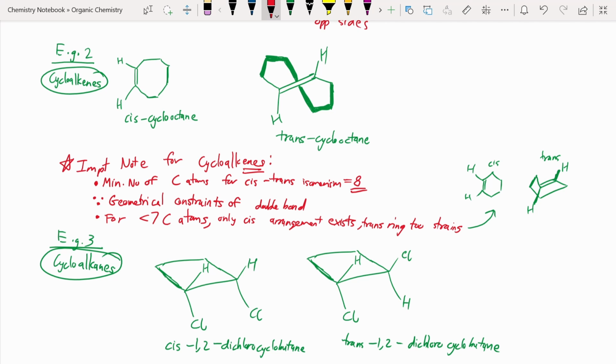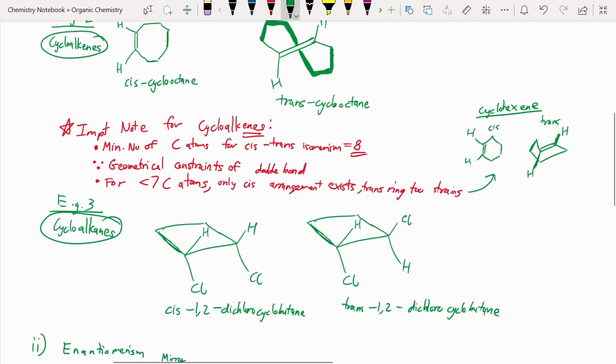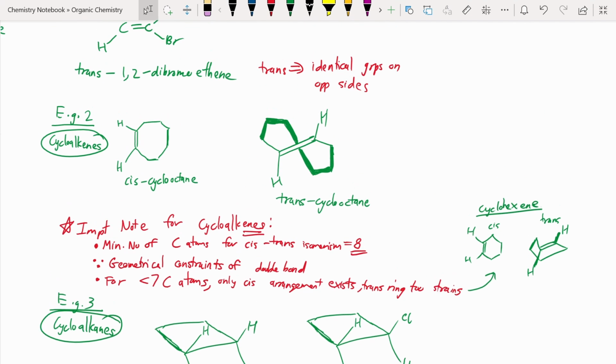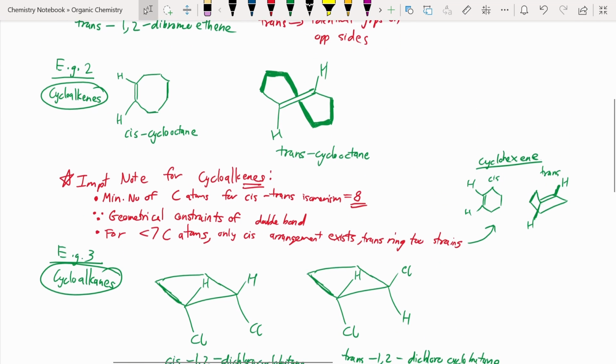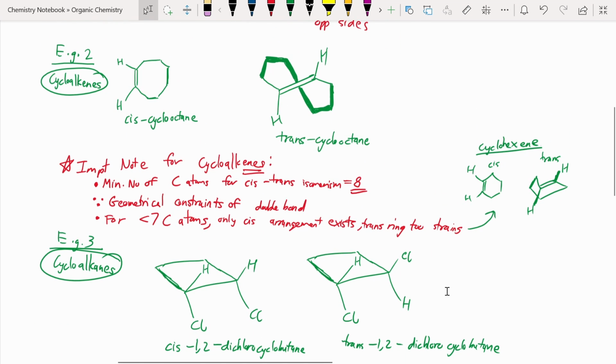In this case, it's a cyclohexene. The cis exists but the trans does not, because as you can see, the trans ring is very strained. It's not possible because of the geometrical constraints, and that's why it's only 8 carbon. So just one important note. To draw the trans-cyclooctene, if you want to make it easier, you just need to know it's like a figure 8. So just go one round.